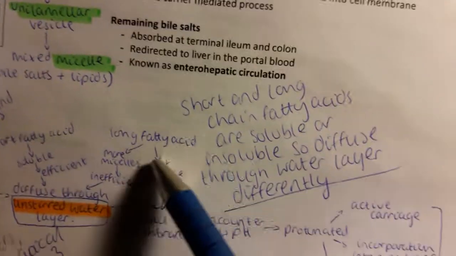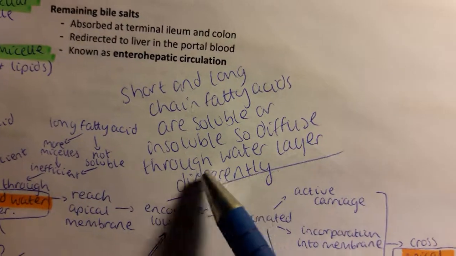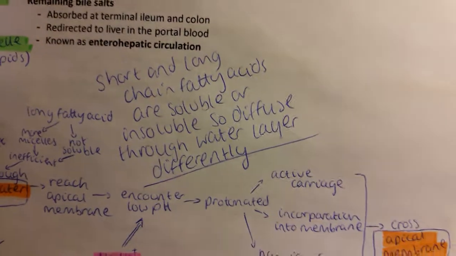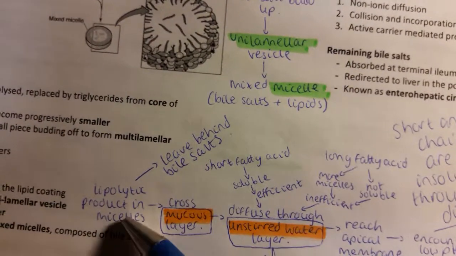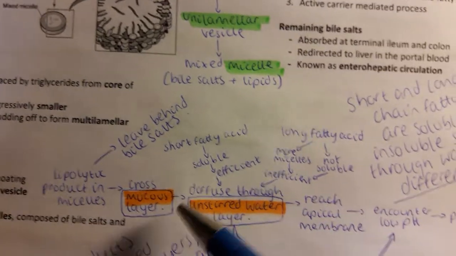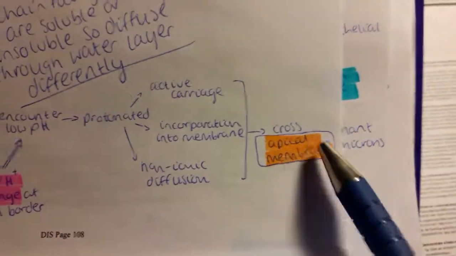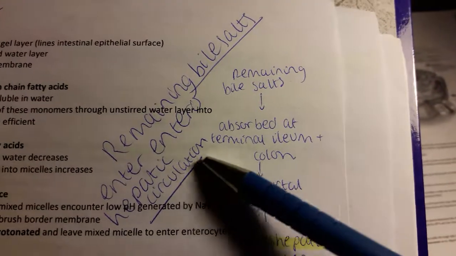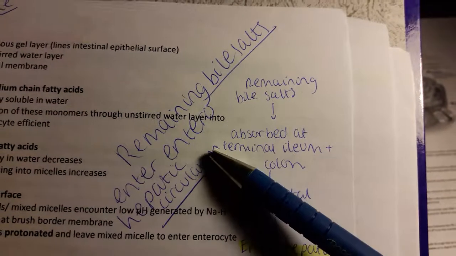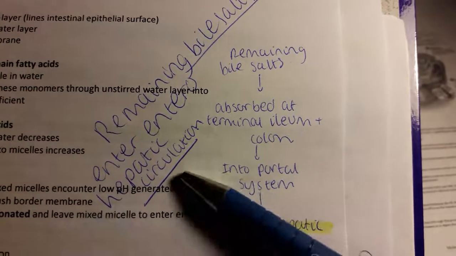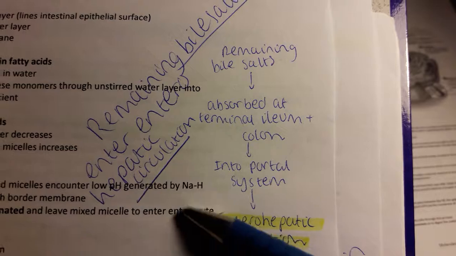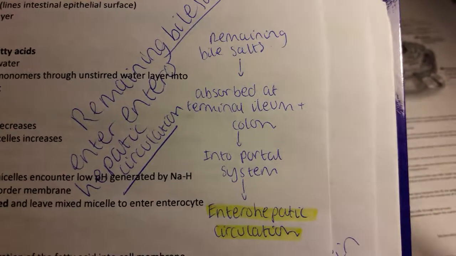Soluble is the short ones, insoluble is the long ones, so they diffuse through the water layer differently. So what happens to the remaining bile salts that are left behind when the fatty acids cross the three layers, the mucus layer, unstirred water layer, and apical membrane? Well, the remaining bile salts enter the enterohepatic circulation, so from intestines to liver, in order to keep going round and keep forming these micelles to allow the fat absorption.